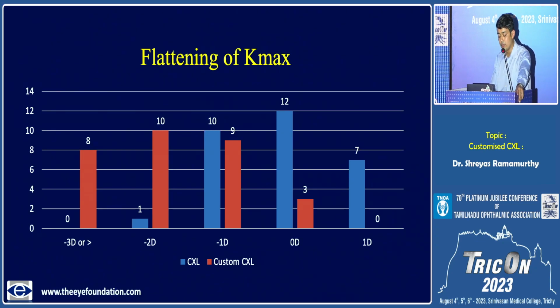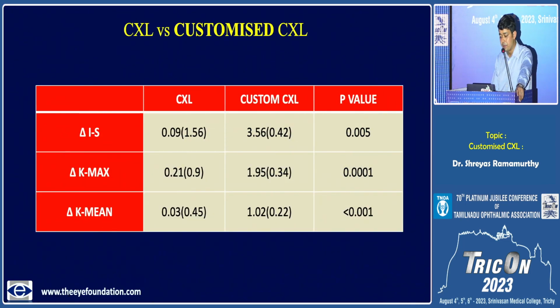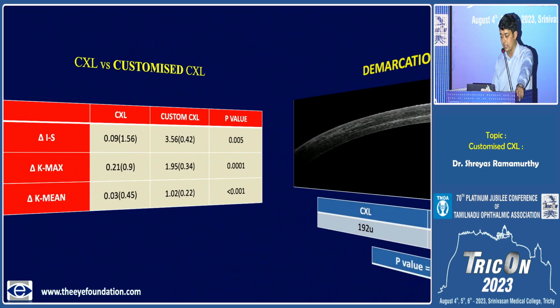The flattening of the K-max, you can see in the custom CXL group in the red columns that a greater number of patients had more than 2 or 3 diopters of flattening as opposed to the standard CXL. And in the intergroup comparison, you could see that the amount of delta ISA symmetry as well as the K-max was significantly better in the custom CXL group than in the standard CXL.